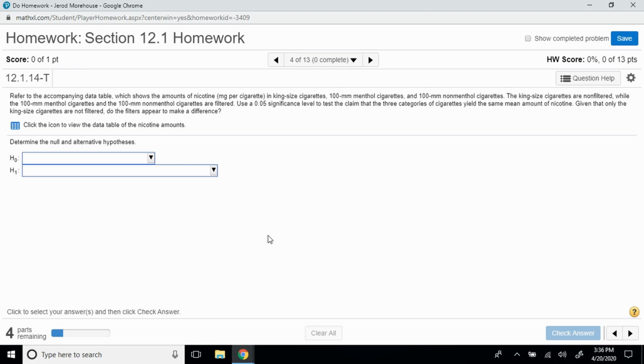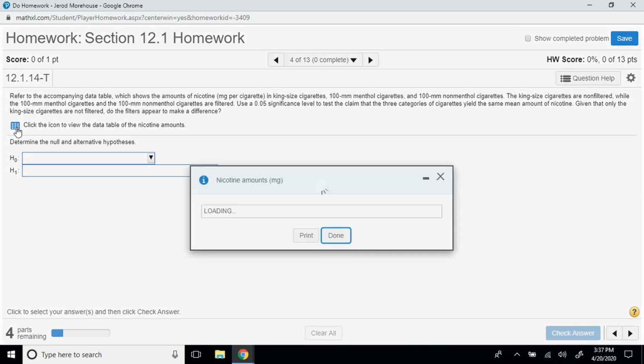Refer to the accompanying data table, which shows the amounts of nicotine milligrams per cigarette in king-size cigarettes, 100 millimeter menthol cigarettes, and 100 millimeter non-menthol cigarettes. The king-size cigarettes are non-filtered, while the 100 millimeter menthol cigarettes and 100 millimeter non-menthol cigarettes are filtered. Use a 0.05 significance level to test the claim that the 3 categories of cigarettes yield the same mean amount of nicotine. Given that only the king-size cigarettes are not filtered, do the filters appear to make a difference?